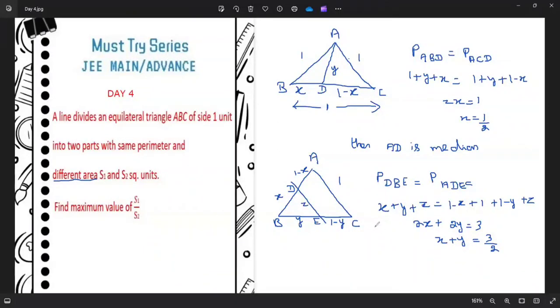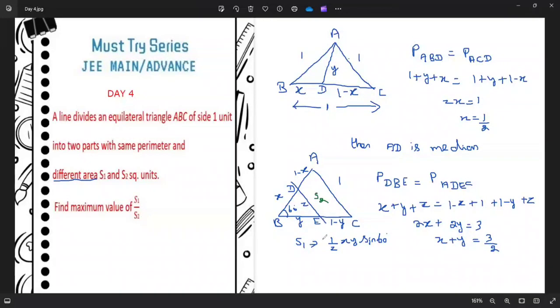So now we need to find the maximum ratio between S1 and S2. Out of these two parts, I cannot say confidently which will be the bigger area. Let me call this angle 60 degrees. So this triangular region I'm going to call S1. The area of a triangle is half into the product of adjacent sides into sine of the angle between them. This is the area formula for a triangle if you know two adjacent sides and the included angle. So this quadrilateral region will be called S2, while this will be called S1.